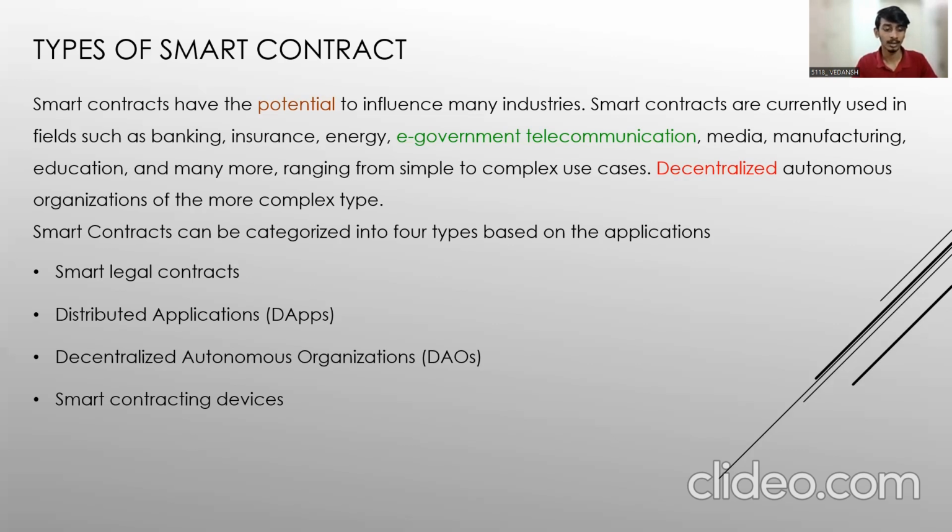First, let's look into smart legal contracts. Smart legal contracts, as the name suggests, mostly have legal templates. These are used for legal purposes, like the land transaction between Michael and Parker we discussed. In that case, smart legal contracts are used.